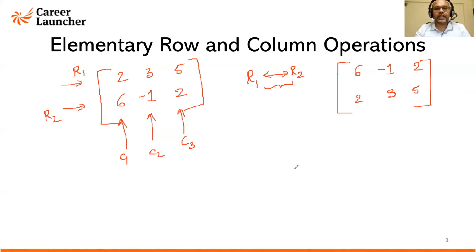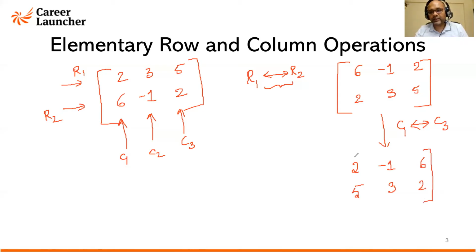A similar operation can also be carried out with a column, and that will be called a column interchange operation. So let us say from here, if I write column 1 is interchanged with column 3, what does it mean? It means 2 and 5 will come here, -1 and 3 will remain as they are, 6 and 2 will come to the last. Effectively, this column is coming here and the first column is going to the end. This is called a column interchange, right?